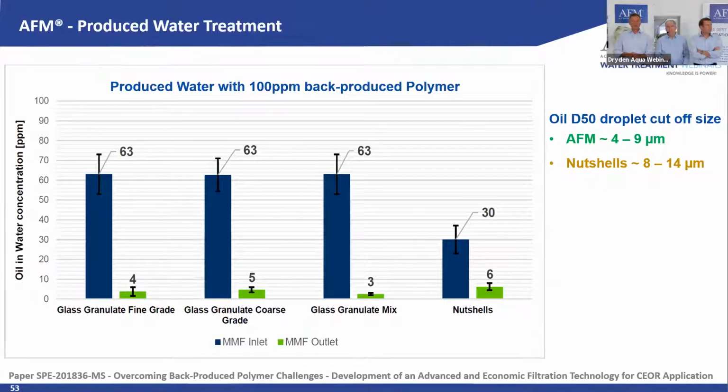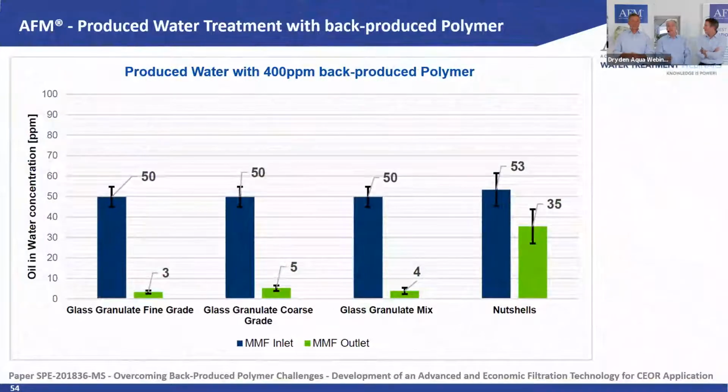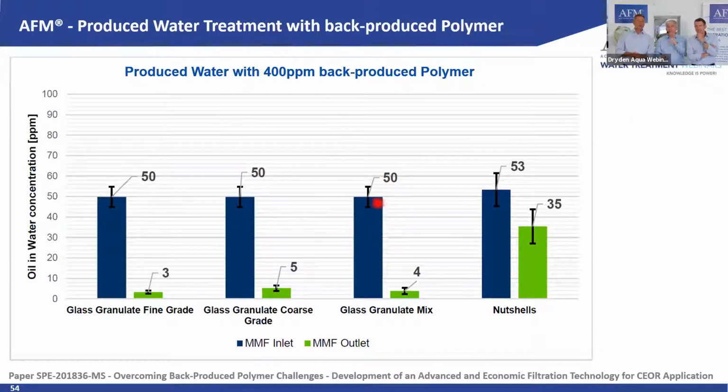Good. Excellent. Next one. So then they increased the concentration to 400 ppm back-produced polymer, which is actually what typically comes out of the production well. That's the benchmark they want to see. How good is AFM versus nutshells? As you can see here, with nutshells, I don't want to say forget about it, but it doesn't work in this application, and we still achieve, even at 500, a removal rate down to 5 ppm of oil in water. So let's be nice: AFM performs by far better.